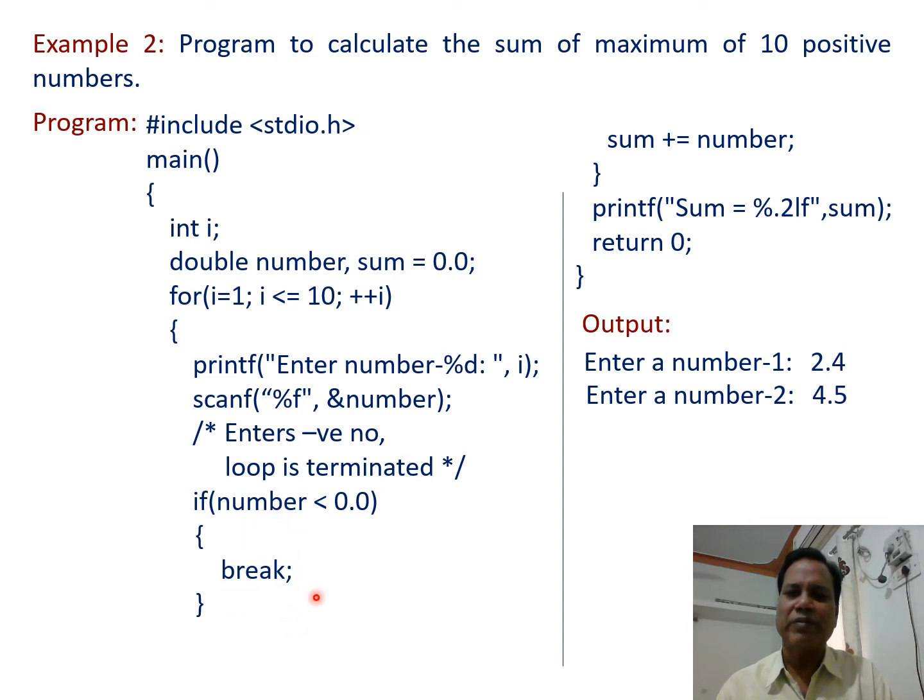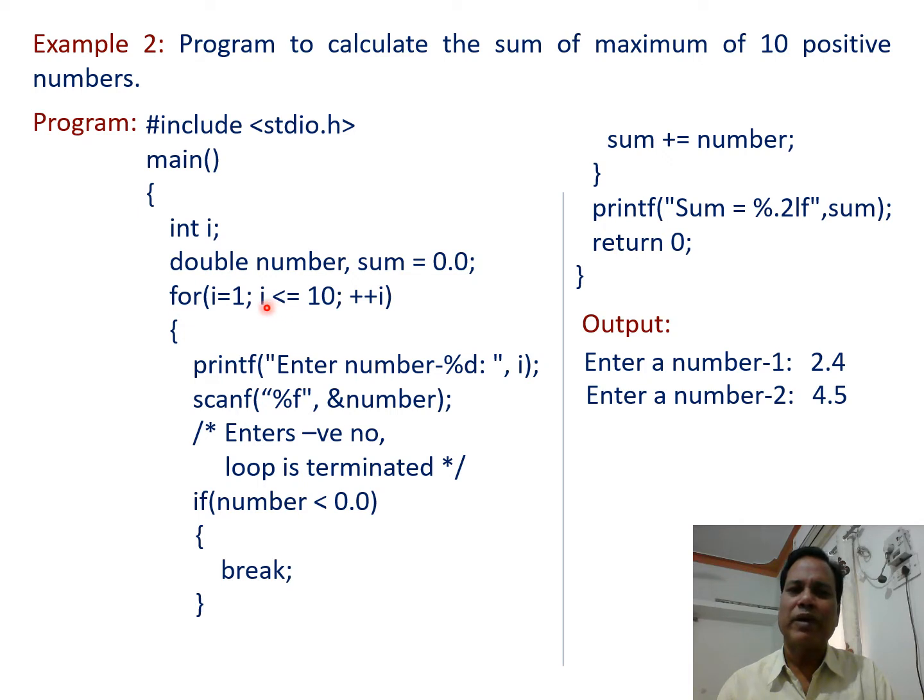This break statement is not executed. So next statement, sum plus equal to number. 4.5 is added to the initial sum, and that addition is assigned to the left side variable sum, and again the value of i is incremented.